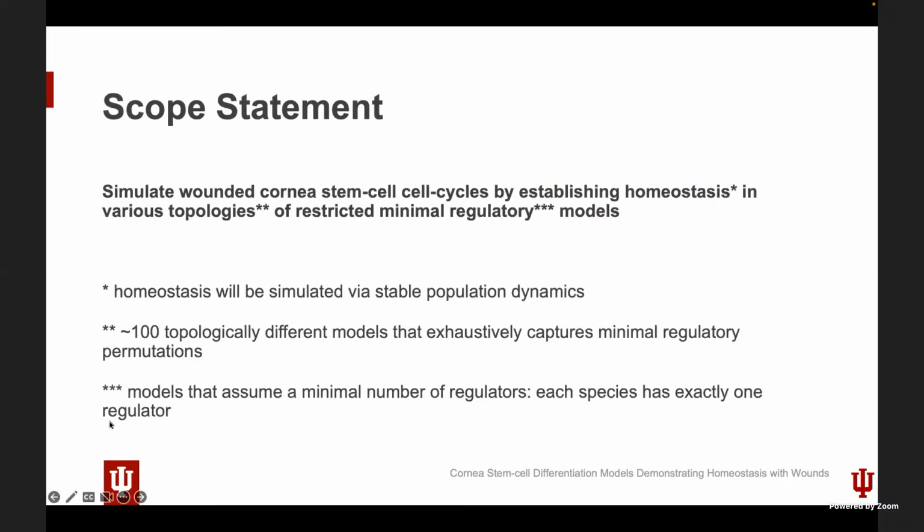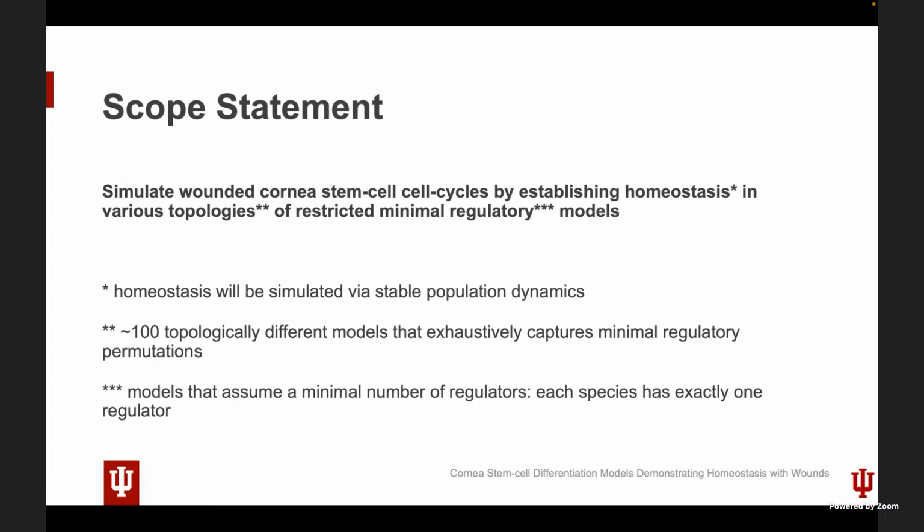So for the project, the scope statement that we came up with, a little wordy, but I'll just read it: simulate the wounded cornea stem cell cycles by establishing homeostasis in various topologies of restricted minimal regulatory models. A lot of big words in there, so I'm going to break them down a little bit. As I said before, we're doing this homeostasis, and we're going to proxy that via stabilizing population dynamic models.